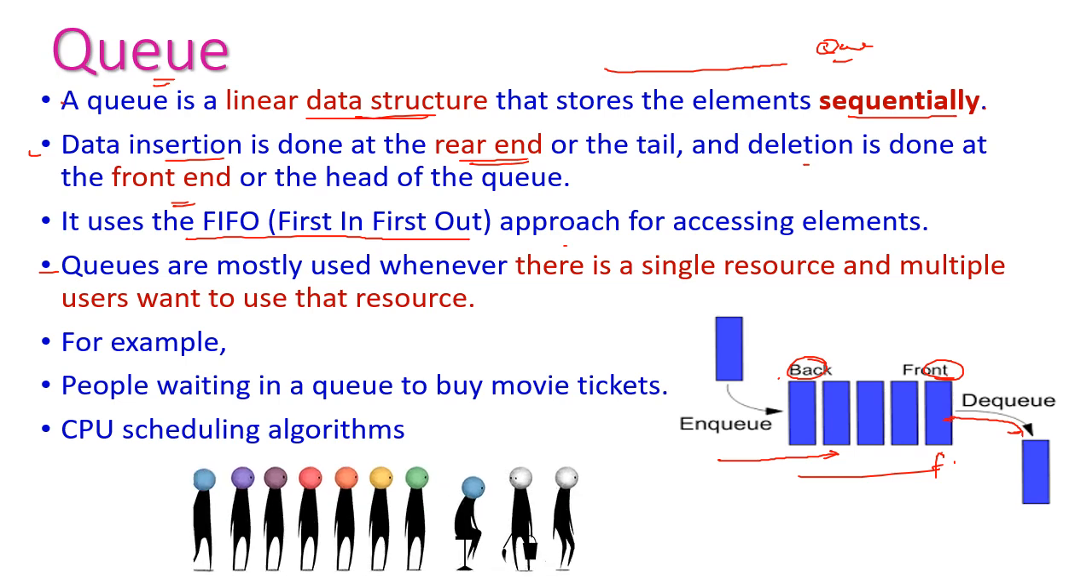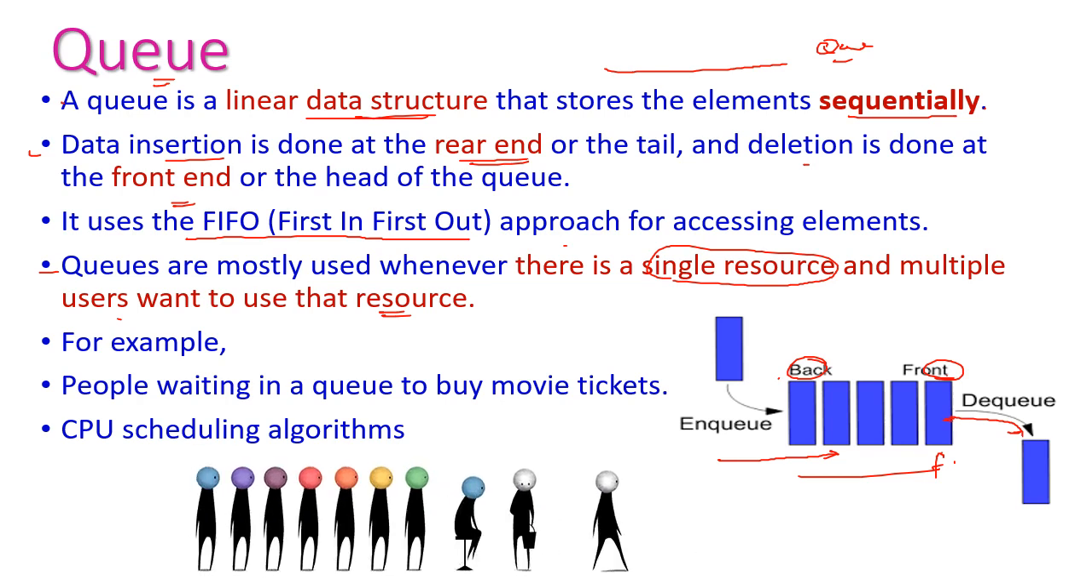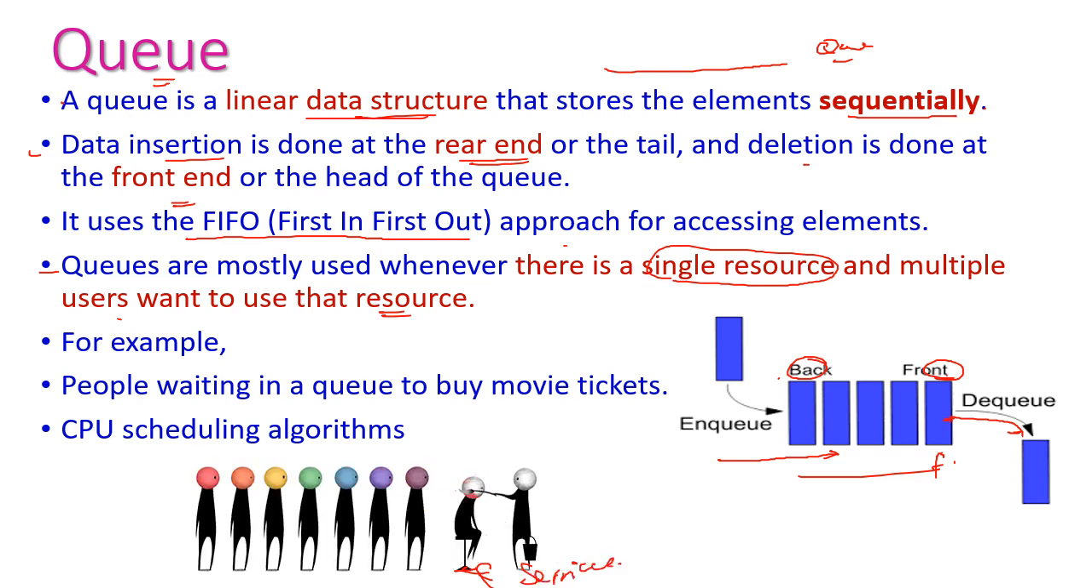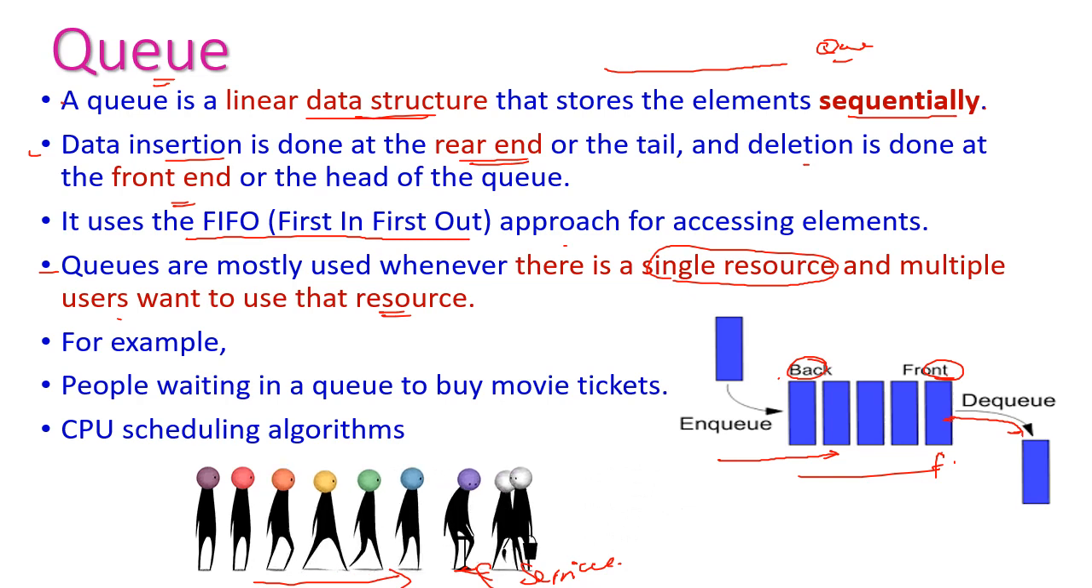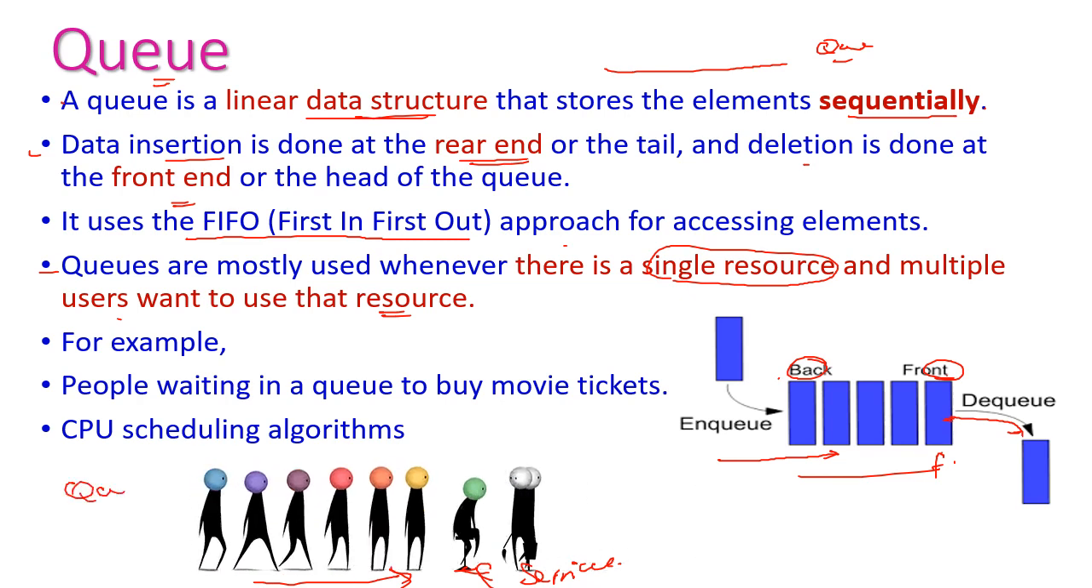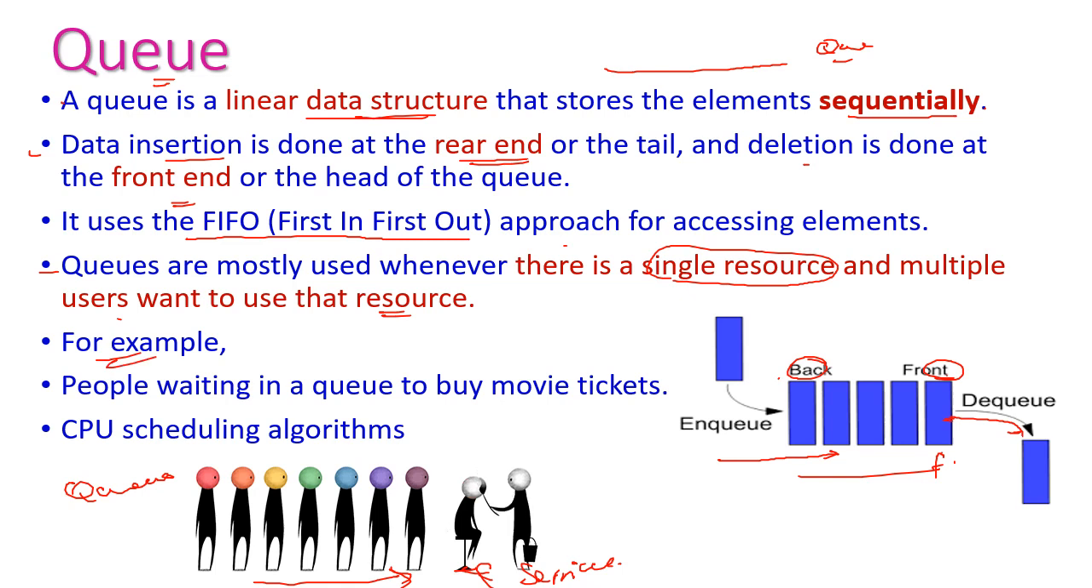Here, the queues are mostly used if there is a single resource and multiple users want to access those resources. So in this place we are going to provide service, and this service will be accessed by many people. So the resource is single but the users are multiple. In that situation we can use queue. Let us see some examples.